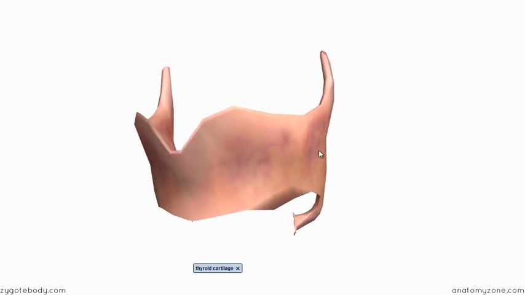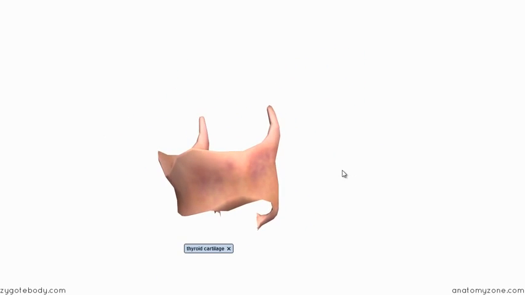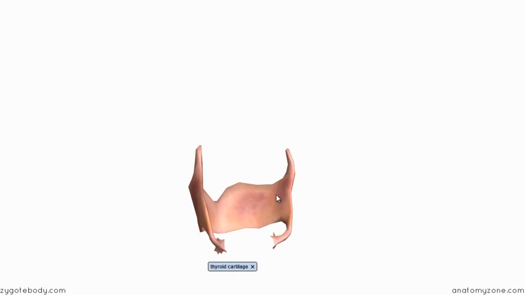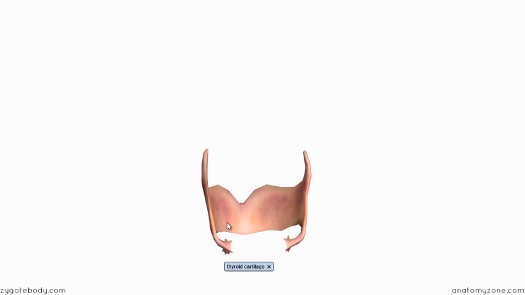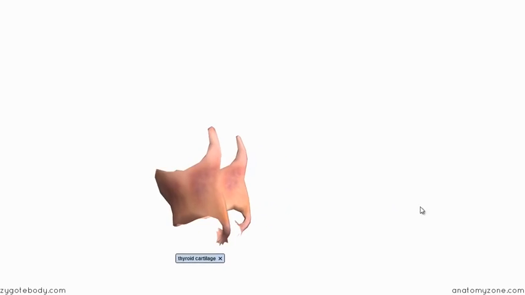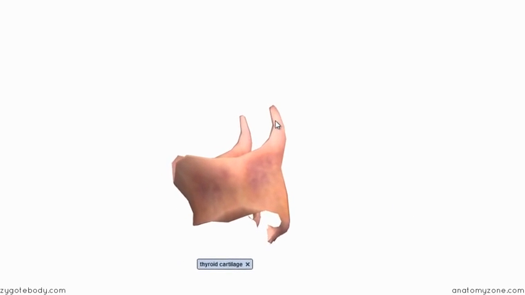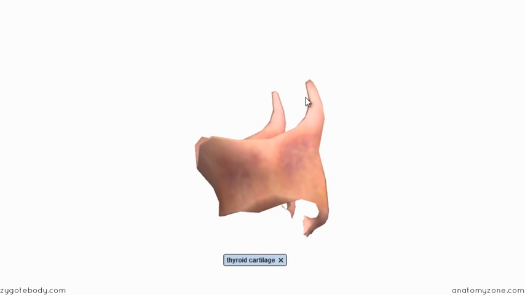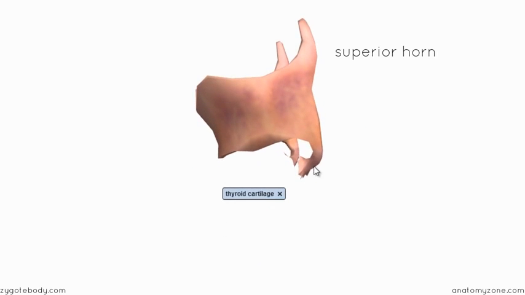So if we follow the thyroid cartilage round to the back, you can see that it doesn't form a complete ring, it's open posteriorly. So at the top you've got this bit here which sticks up superiorly, and this is called the superior horn, and you can see that you've got one on either side. And then at the bottom you've got the inferior horn.